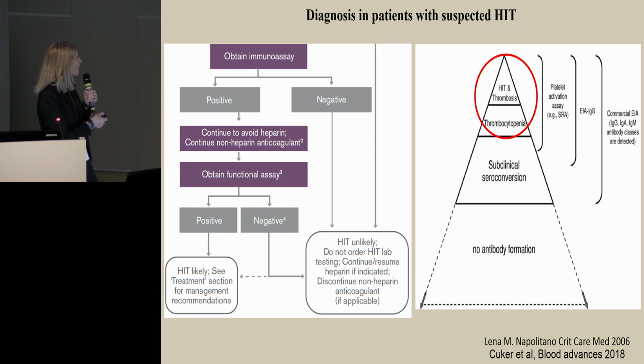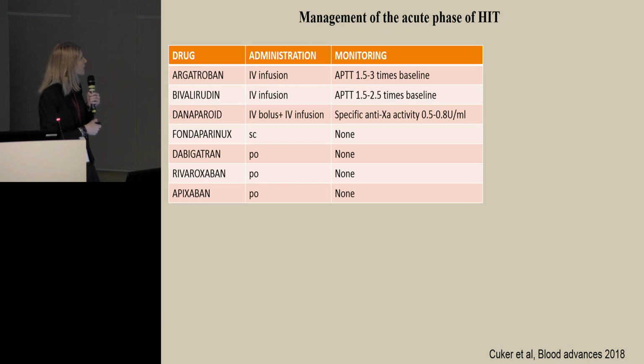So we obtain the functional assay. If it is negative, we exclude HIT again. We can restart heparin. If it is positive, then we have HIT, and we need to treat our patients accordingly. This means giving non-heparin anticoagulation, and these are the drugs which are recommended in the last guidelines published last year. So as you can see, we have some drugs which we can give in IV infusion. We can give some of them, like fondaparinux, subcutaneously, and others we can give orally.